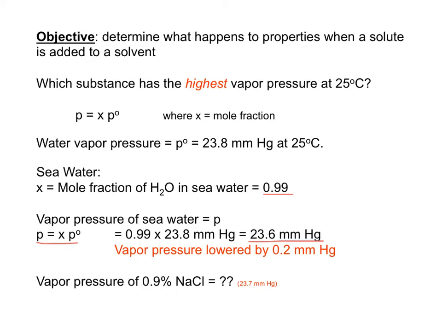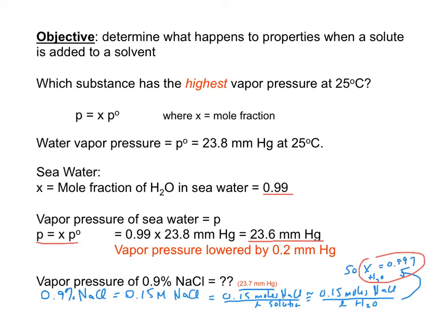Stop the video and calculate the vapor pressure of 0.9% NaCl. The answer is 23.7 millimeters of mercury. 0.9% NaCl is the same as 0.15 molar NaCl. Do the same thing we did with seawater, and the mole fraction of water in 0.9% NaCl is 0.997.